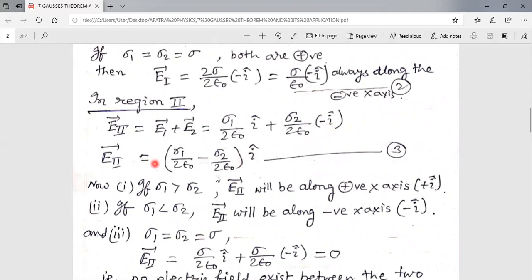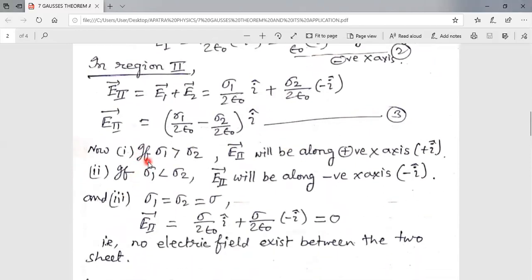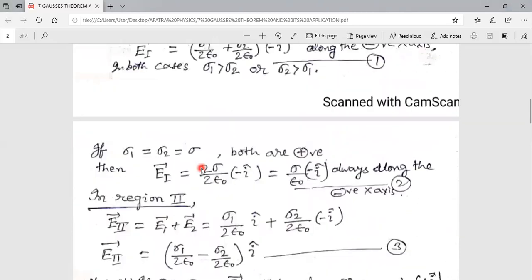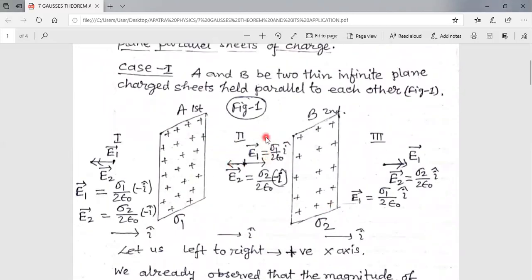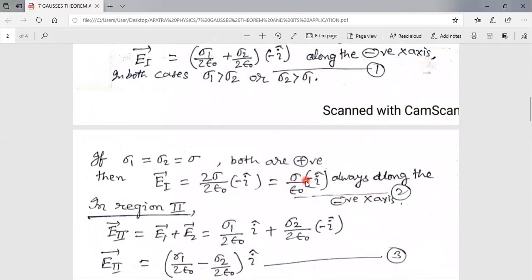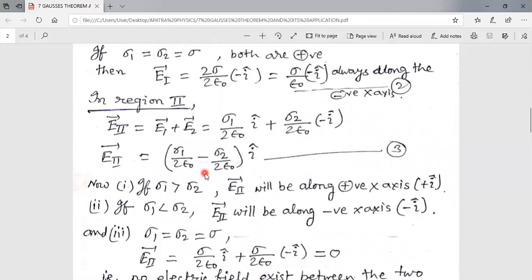And if we take the common I cap, sigma 1 divided by 2 epsilon naught minus sigma 2 divided by 2 epsilon naught into I cap. Now, if sigma 1 is greater than sigma 2, that means the charge density here is greater than the charge density of the second. Then the numerical value of E1 will be more than E2. And ultimately the resultant field will be from first to second in such a case, and the value will be sigma 1 by 2 epsilon naught minus sigma 2 by 2 epsilon naught into I cap, from left to right, in this case.